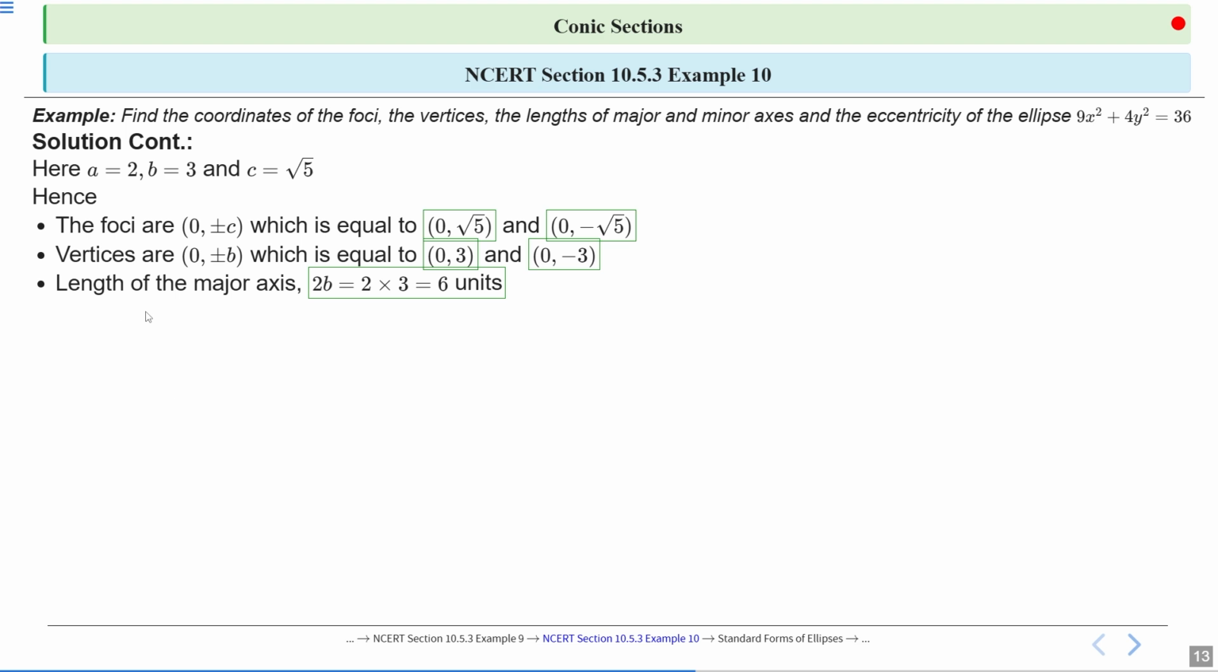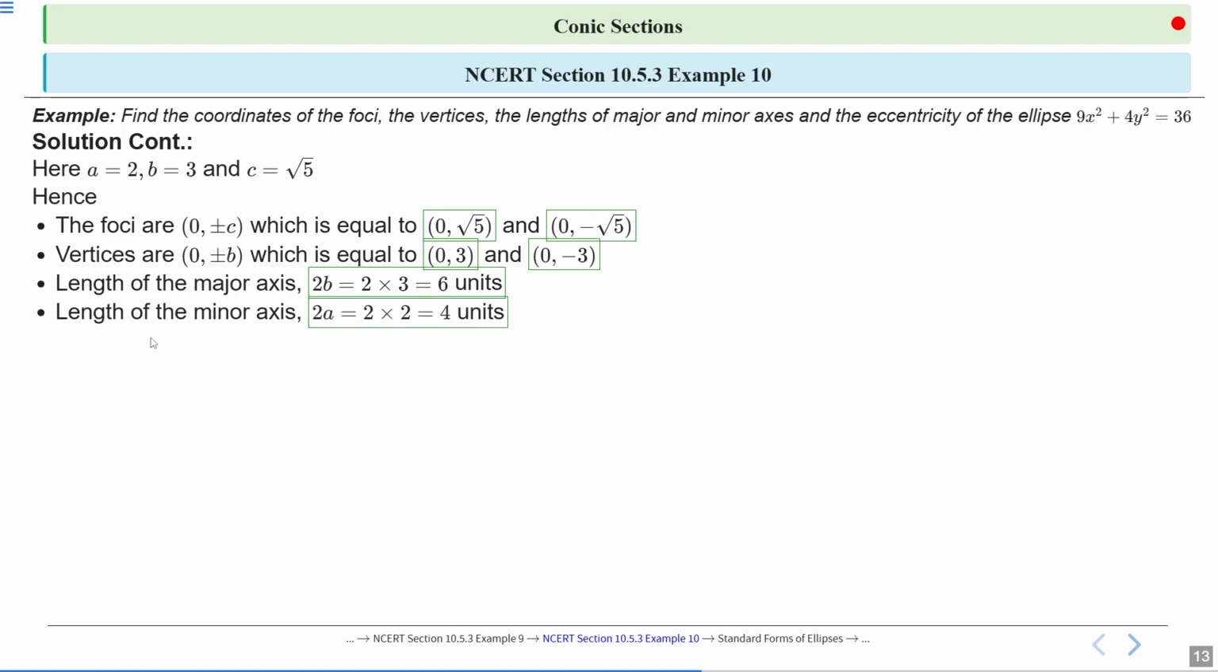And then length of major axis. Here a is less than b, so b is greater than a, so the length of major axis is 2 times b, and the value of b is here 3. So length of major axis is 2 times 3, equal to 6 units.